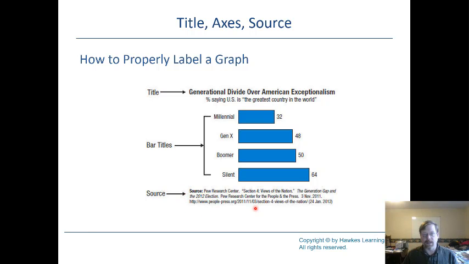Then it's generally important that you've got the source where the information came from. If it's your own information that you're reporting, then you wouldn't need that. But if you're reporting someone else's information, you would expect to see that.